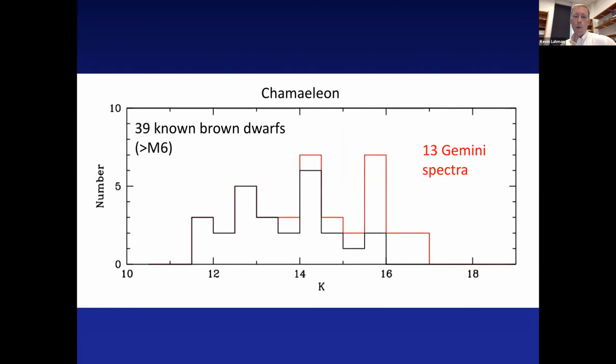Here's another nearby star-forming region, Chameleon. Chameleon is not as populated as Taurus. There, it has about 39 known brown dwarfs, and 13 of which have been confirmed with Gemini.